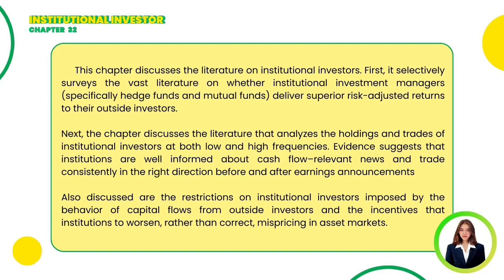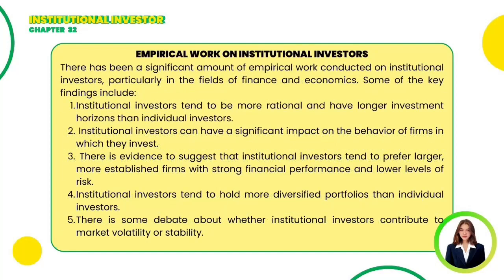Next, this chapter discusses the literature that analyzes the holdings and trades of institutional investors of both low and high frequency. Evidence suggests that institutions are well informed about cash flow and relevant news, and trade consistently in the right direction before and after earnings announcements. Lastly, it also discusses the restrictions on institutional investors imposed by the behavior of capital flows from outside investors and the incentives that lead institutions to worsen rather than correct mispricing in asset markets.